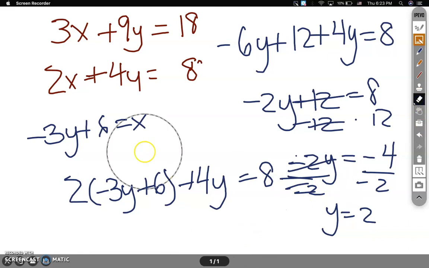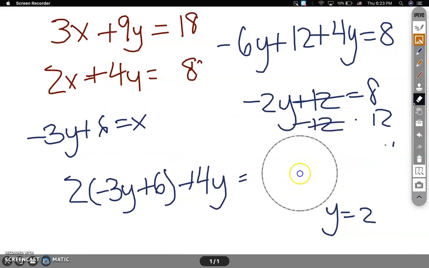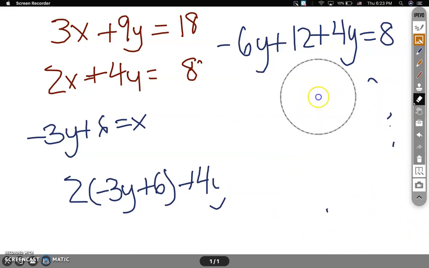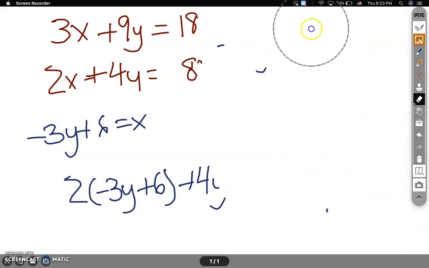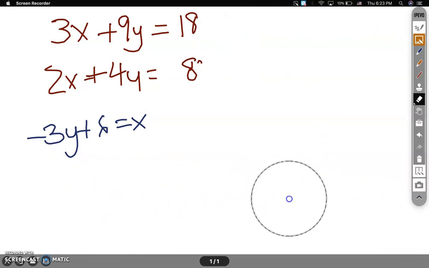I can plug the y value into any of these equations to solve for the x value. So let's do that. First, I'm going to clear all this work here. Hopefully you understand what I'm up to right now, and let's move on to the next part.